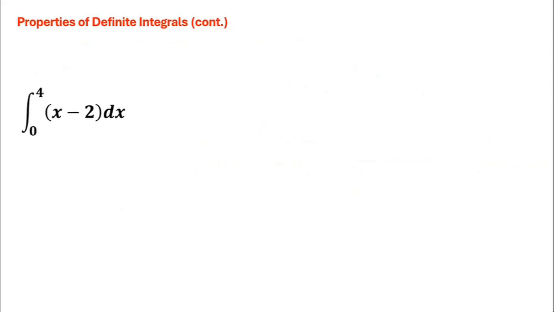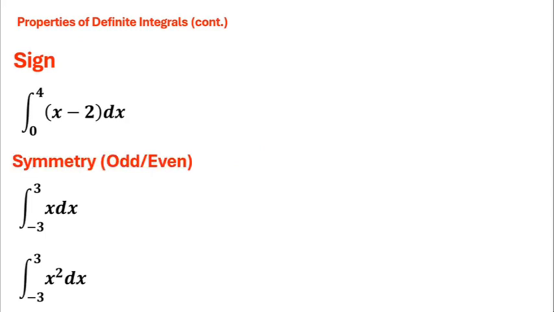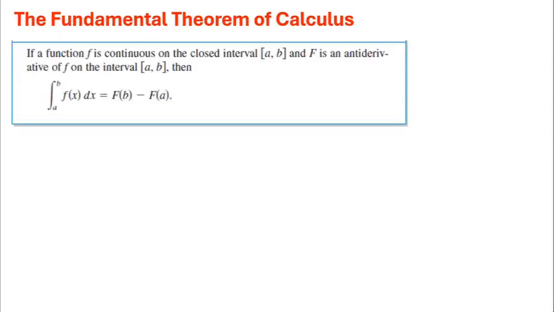Okay, so the other properties of definite integrals, we just discussed the sign and symmetry. Then we have the fundamental theorem of calculus that we all know, with the antiderivative function. Just be careful that you need to subtract the values of that function, F(b) minus F(a), and be careful when you substitute and get the final value.